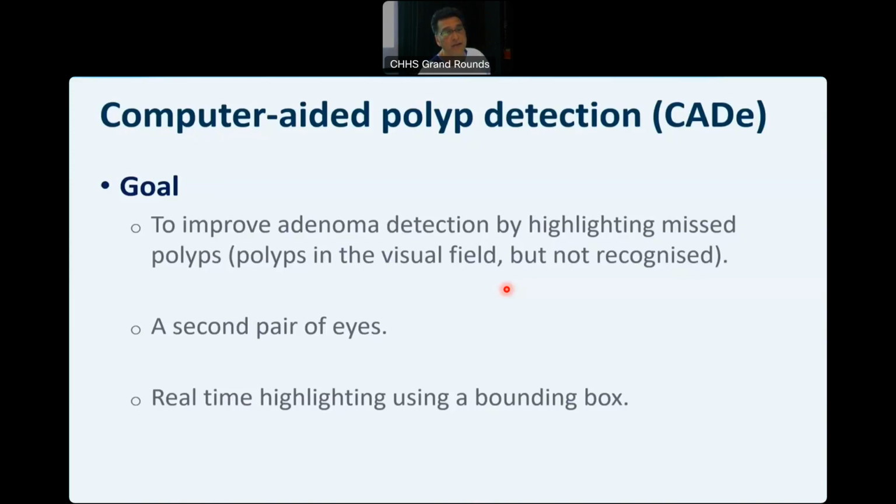It also acts as a second pair of eyes, which currently, prior to AI, was usually our nursing staff, an assistant in the room, or a registrar. You're focusing on something, and they can have a look and pick up polyps or other abnormalities which we may not have seen. Essentially it's real-time highlighting using a bounding box. You have this green box, or red box too, but it's usually green, which goes in and out and makes you realize there's something out there. Then you go and focus closer and see if there's a polyp or not. There are some false positives, but it's pretty good.